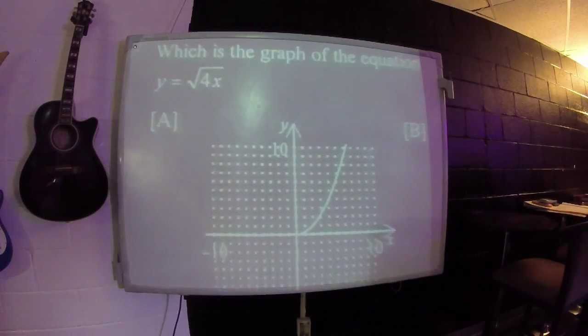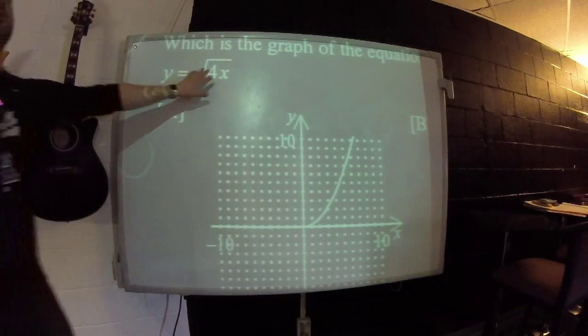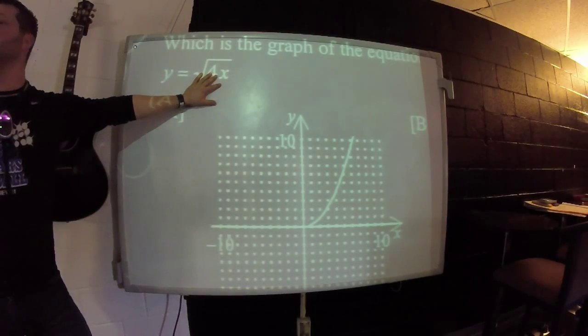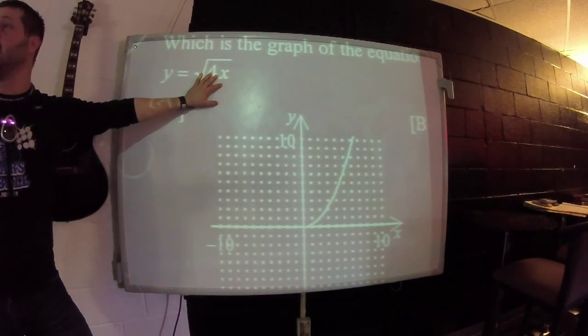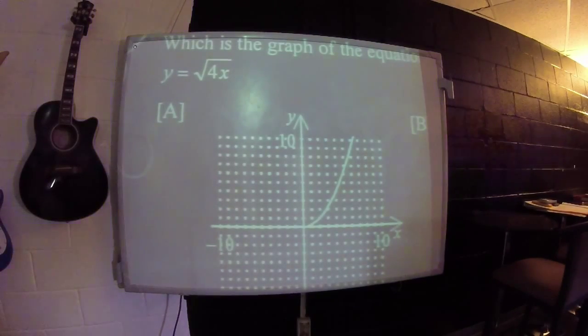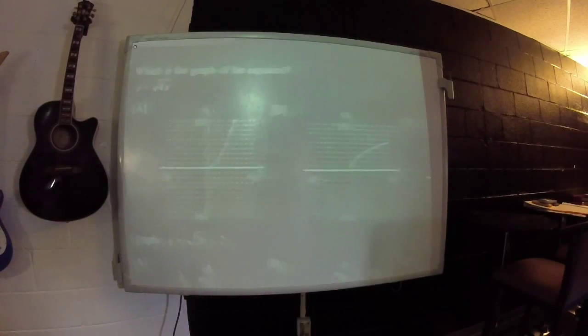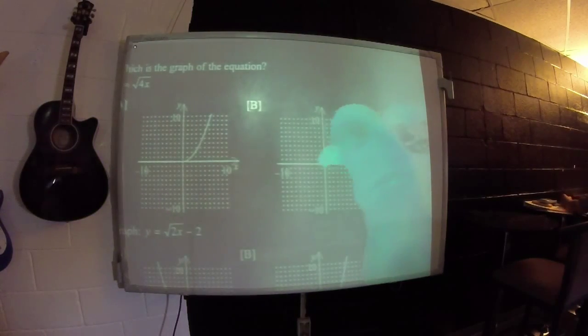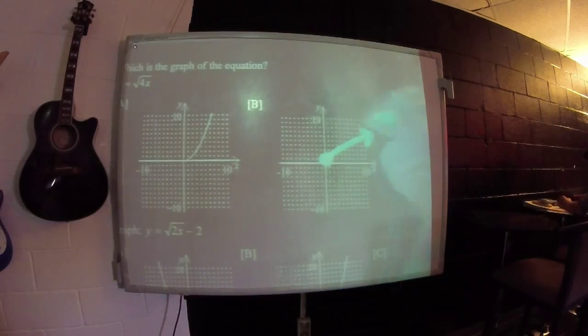Y equals the square root of 4x. Remember, a number right next to x is just going to change the shape slightly. I should still see a dot with a tail. Which one do we think it might be? B. That 4 just kind of changed the shape a little bit. It's the dot, tail's over to the right. Pretty normal.